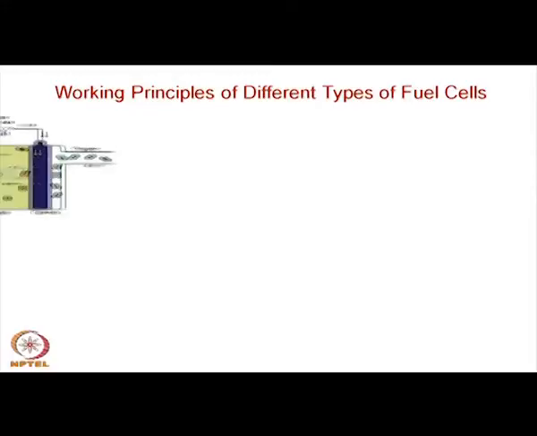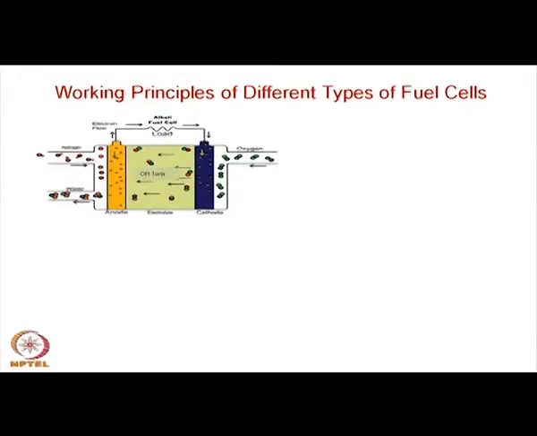Well, these are some of the working principles of different types of fuel cells. To start with, the alkaline fuel cell or alkali fuel cell. Basically, you have two different components. One is the fuel compartment and the other is the oxidant compartment, where the oxidant can be pure oxygen or mostly air. You have electrodes. This is one electrode and this is another electrode. So, this is an anode and this is a cathode.